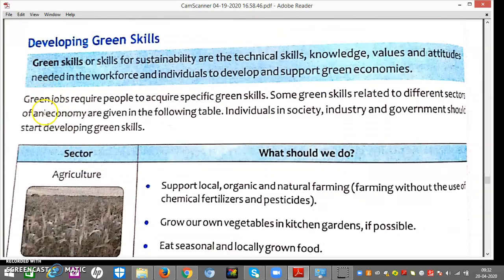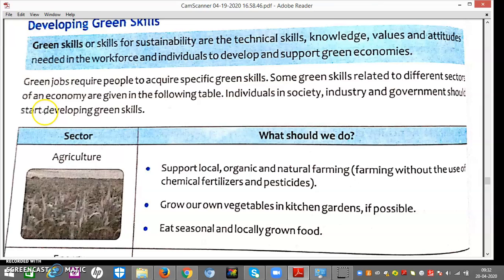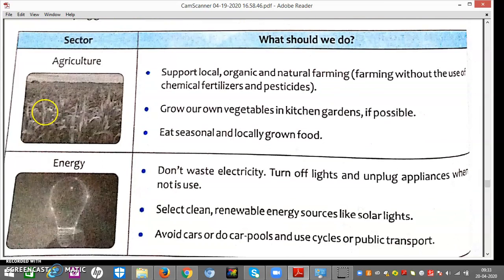Now, how to develop green skills? Green skills or green sustainability skills are the technical skills, knowledge, values, and attitudes needed in the workforce and individuals to develop and support green economy. Means it is the skills, the knowledge, the education which we put to produce a sustained environment. Now there are various sectors.